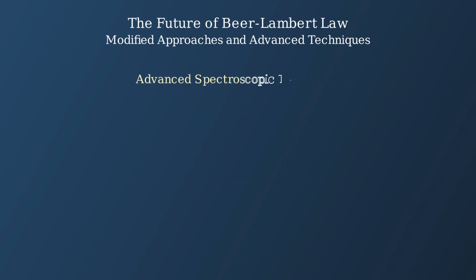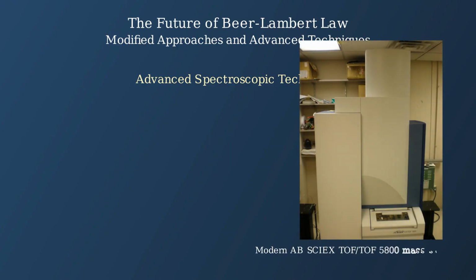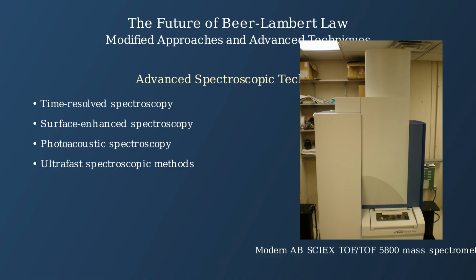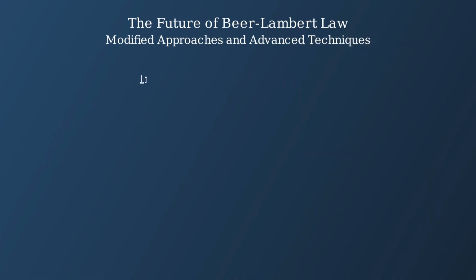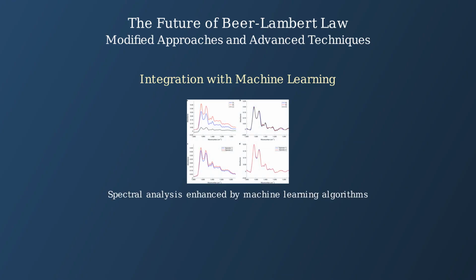Modern advancements in spectroscopic techniques have extended the applicability of Beer-Lambert's principles. These include time-resolved spectroscopy, surface-enhanced spectroscopy, photoacoustic techniques, and ultrafast methods that can capture dynamic processes. Machine learning is revolutionizing how we analyze spectroscopic data. AI algorithms can detect patterns and relationships that traditional analysis might miss.